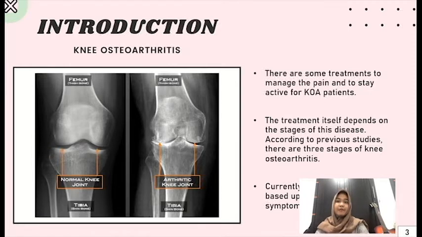But fortunately, there are some treatments to manage the pain and to stay active for KOA patients. The treatment itself depends on the stage of the disease. According to previous studies, there are 3 stages of knee osteoarthritis. And currently, the diagnosis of KOA is based upon patient-reported symptoms and X-ray tests.